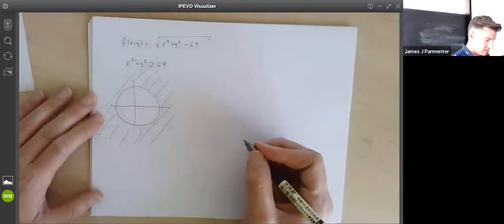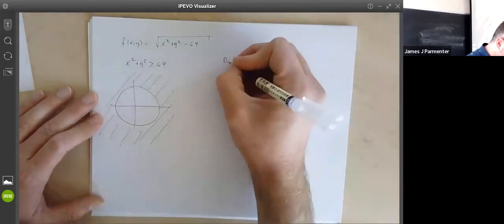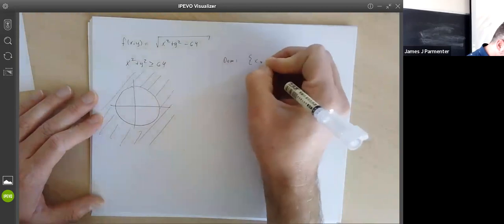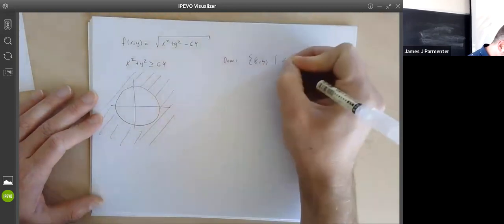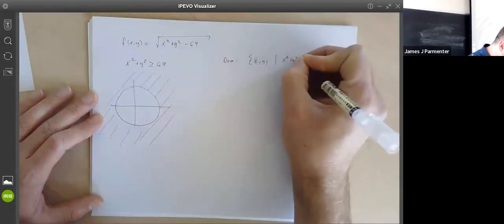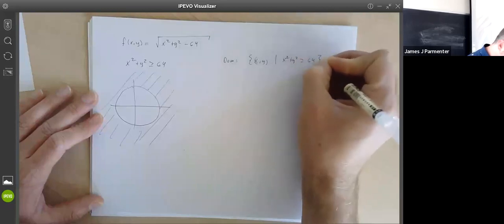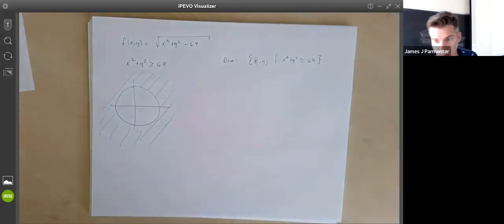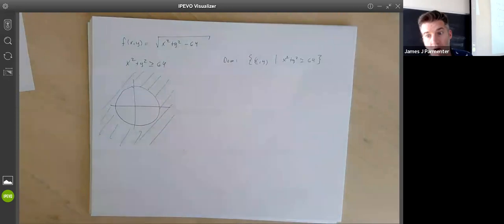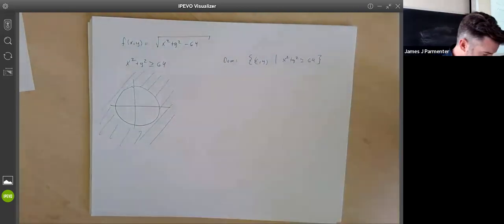Okay, so first of all, our domain is the set containing x comma y, such that x squared plus y squared is greater than or equal to 64. The restrictions are just square root and natural log. Also, don't forget possible division by 0. So if you have fractions, that's also something you have to look out for.